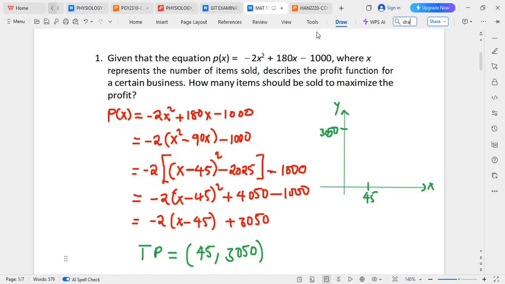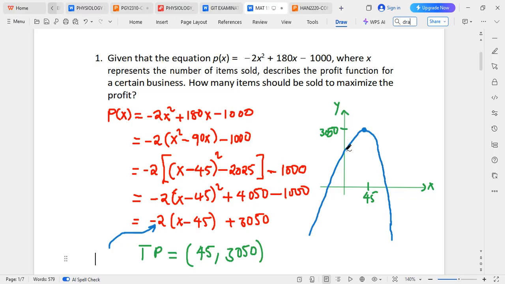So we can now predict the graph. So this is the turning point. And just look at the function itself. If the number in front of the function is negative, it means that the function will be going downwards. So this function will be going like that. If the number in front of the function was positive, it means that the function would have been going upwards.